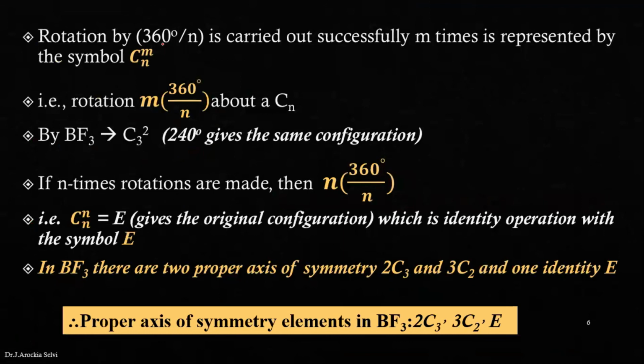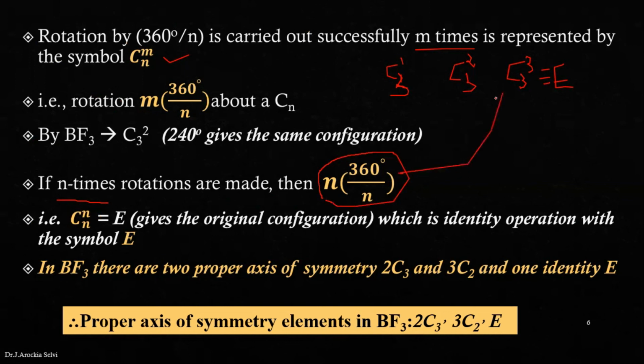So if rotation is done through a certain angle, 360 degree by n, successively m times, then it has to be represented by CNM. If I take C3, it will be better. So C3 one time, then C3 second time, then C3 third time. So C3 3, this is equivalent to what? E, the identity element. So if the rotation is made n times, then it is n times 360 divided by n. Then that is equivalent to E. That is, you could see here, CNN will be equivalent to E.